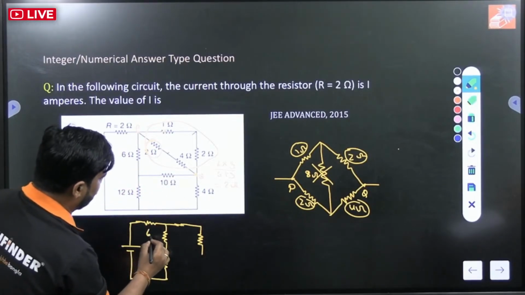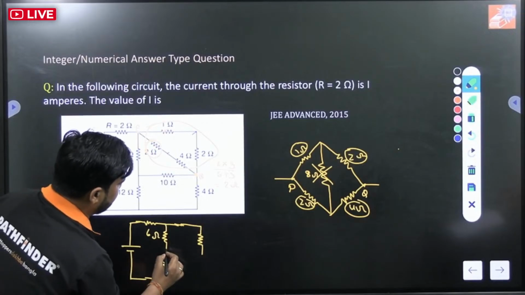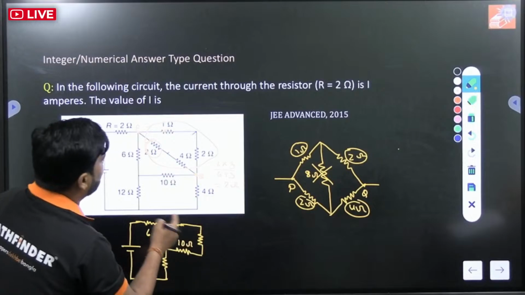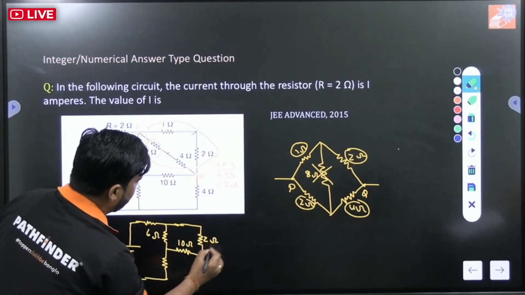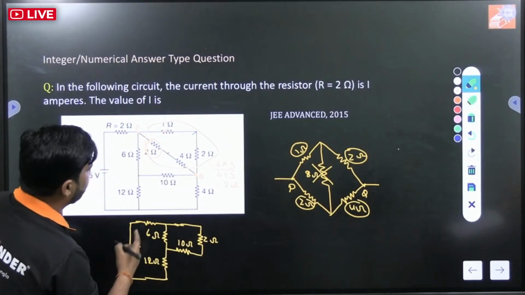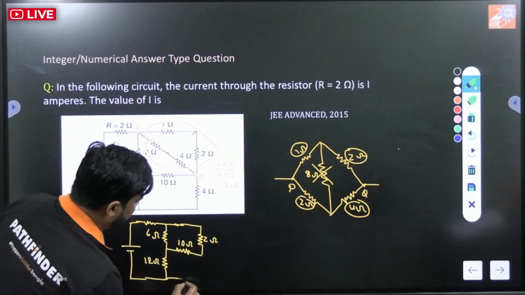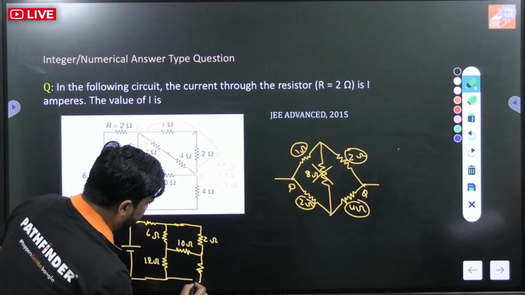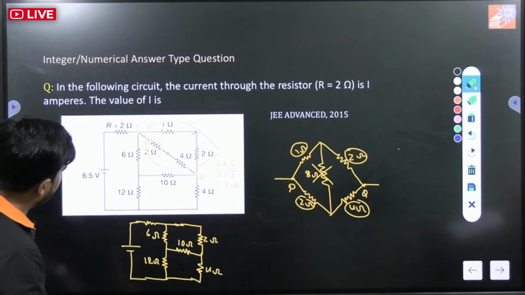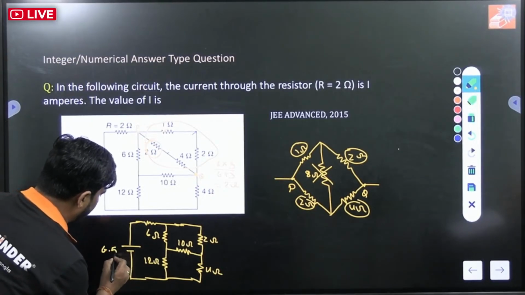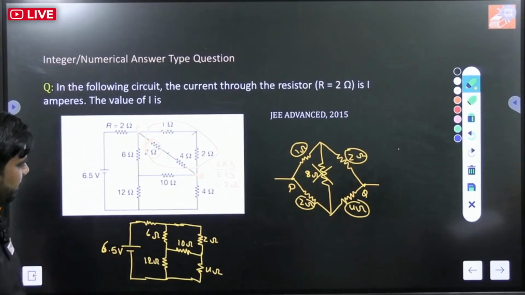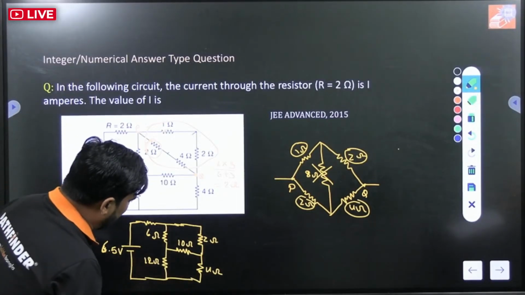चलो, ये हो गया 6 ohm, यहां से ये हो गया 10 ohm, and this one is your 2 ohm, और ये है 12 ohm, 10 ohm, and then next one is 4 ohm, right? अच्छा, और ये है 6.5. Now again there is a pattern, right?